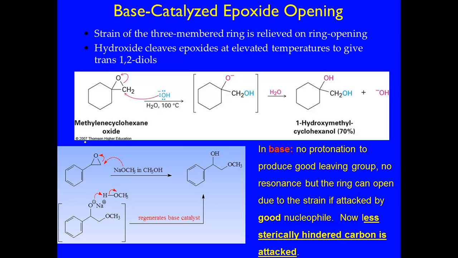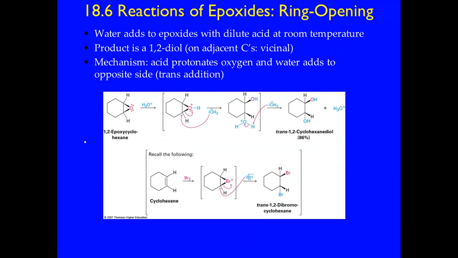So in basic medium, there is no protonation to activate your electrophile. There is only activation of the nucleophile. These nucleophiles are much stronger than what we use in acid medium. So they attempt the SN2 reaction. We open the less hindered side. When you have a symmetrical epoxide, it doesn't matter. Whether you attack from here or from here, doesn't matter.